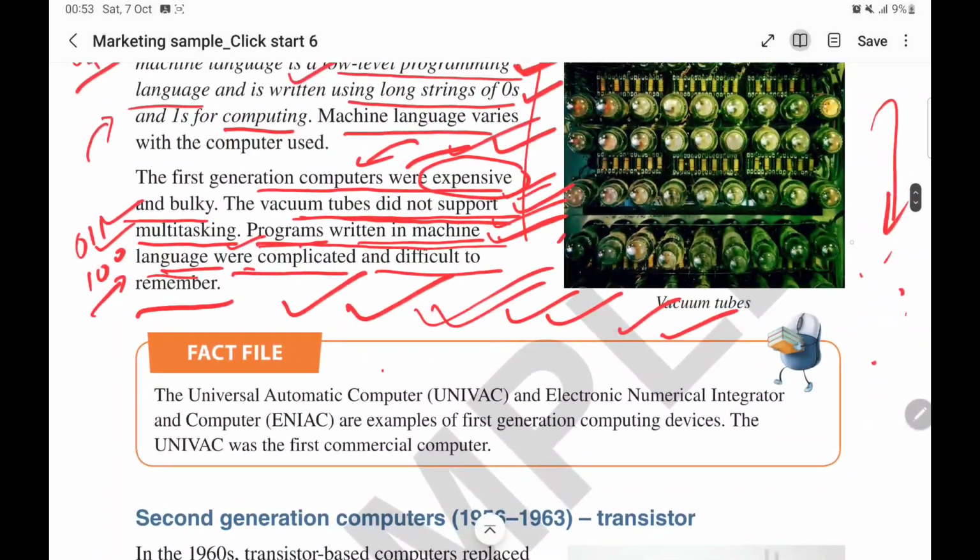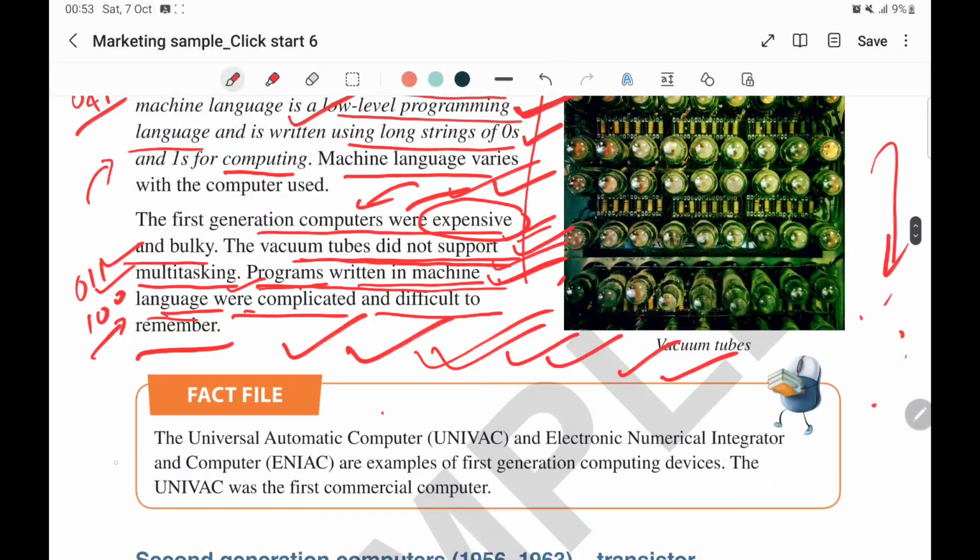Okay students, so one fact file is given here, that one computer was there, UNIVAC, whose full form is Universal.